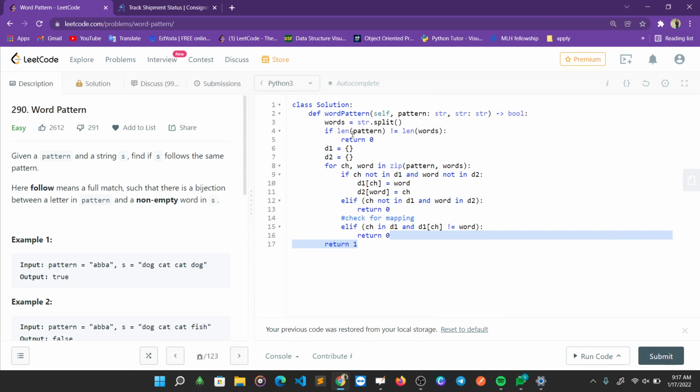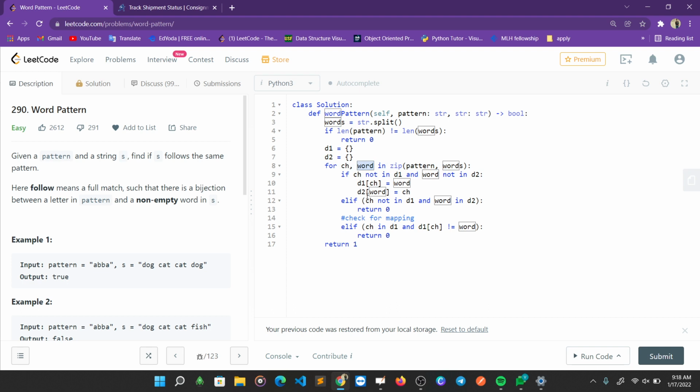So basically, the first thing we are going to do is split the string, so that it becomes an array. The split function splits the string by spaces. If the pattern length is not equal to the number of words, then it is impossible to match the pattern, so we have to return false. And we are creating two dictionaries. The zip function is used for iterating two things together, so there is a character for the pattern and a word for the words.